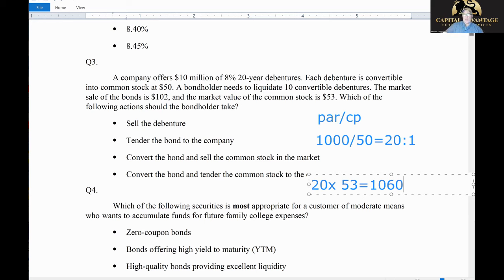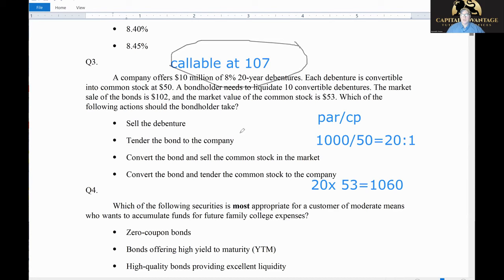Now this is a question you could see, right? And let's talk about different ways they can do that. What if they added in and it was callable at 107? So then you do the same thing. You just do, which one of these is better? I can convert it 1,060, sell it at 1,020, or let it be called at 1,070. So in this case, I would tender the bond because that's higher. So all I'm doing is comparing these three numbers, but I want apples to apples. So I always like to go up and multiply if I can.